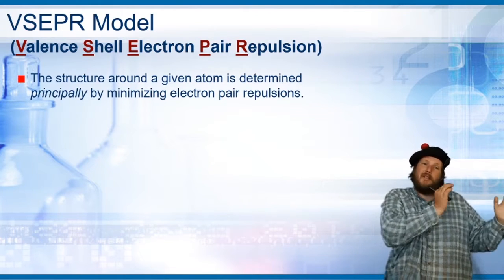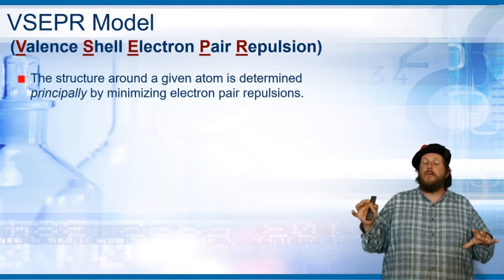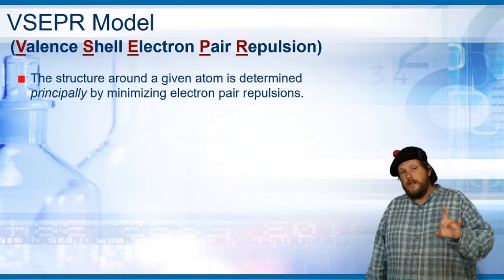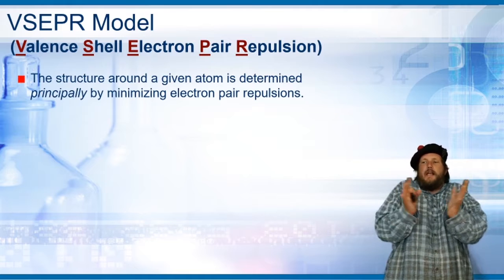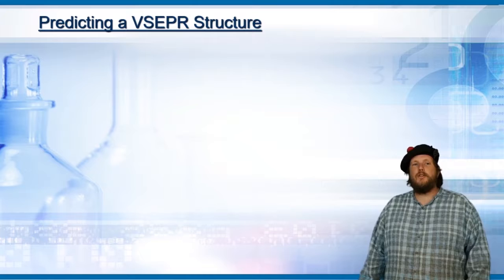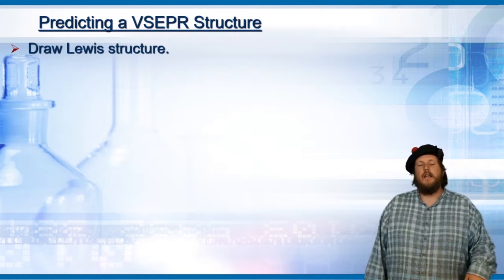Valence shell, so we're talking about the valence shell electrons and how pairs of them are repelled by one another and will distribute around a central atom. The structure around a given atom is determined principally by minimizing electron pair repulsion. So if you push pairs of electrons together, they'll push away and try to be opposite from one another in some way. So we're going to predict VSEPR structure based on what we have.